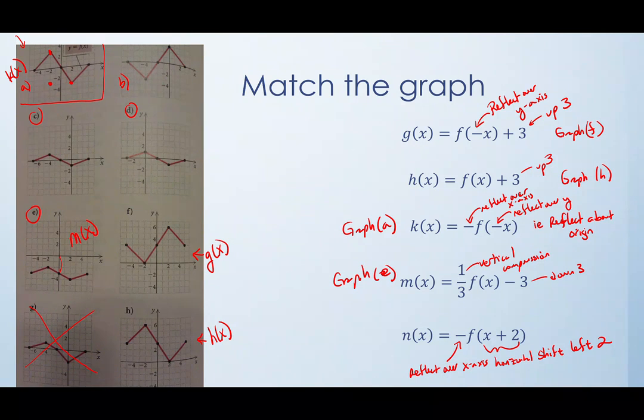So let's see, which one looks upside down? This one is upside down. So is graph F, but graph F was vertically shifted. Graph B is the one where our origin point's been moved 2 to the left. So this is going to be graph B. So we're going to label this n of x.